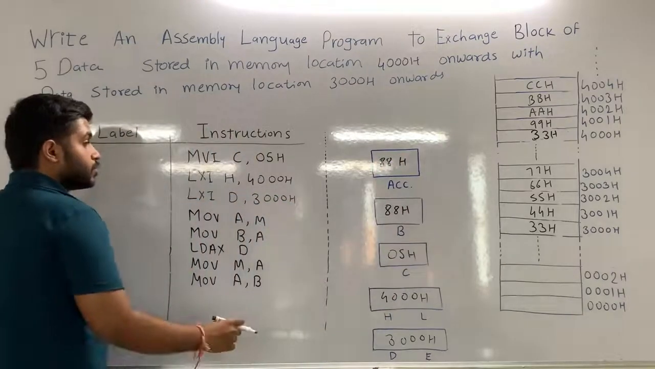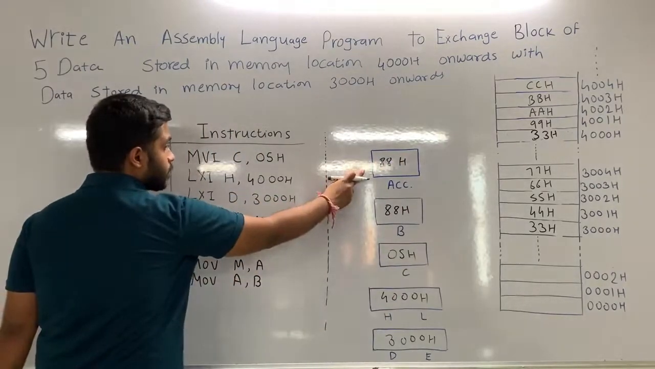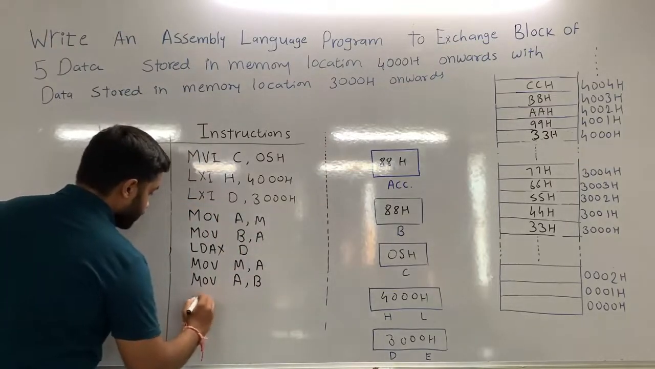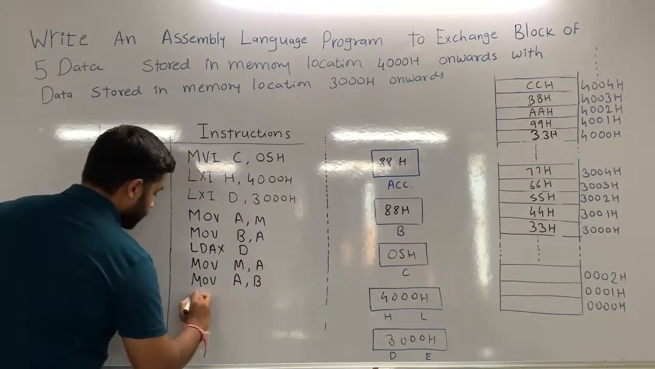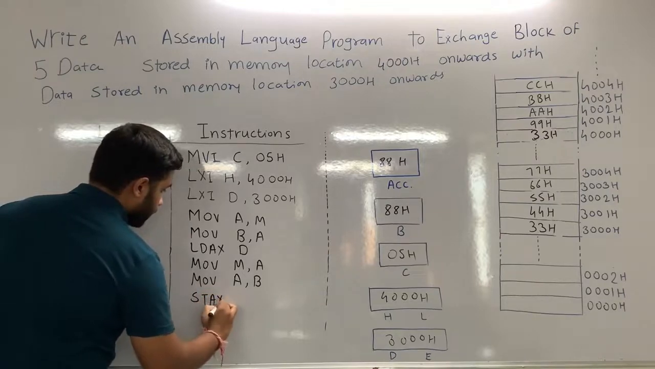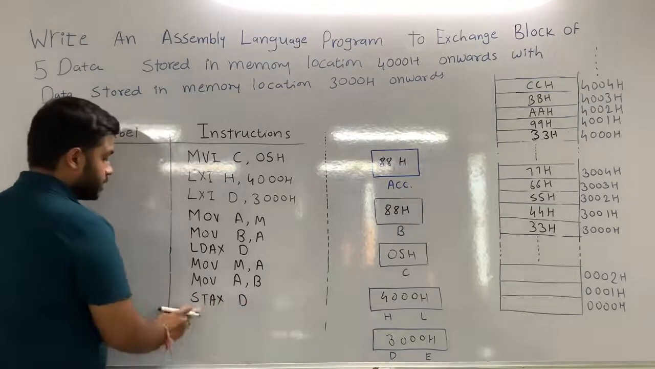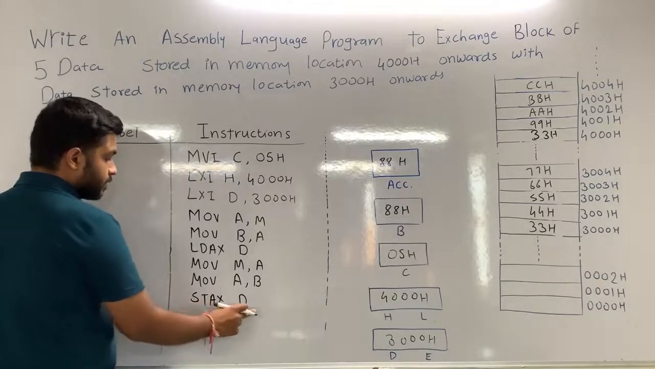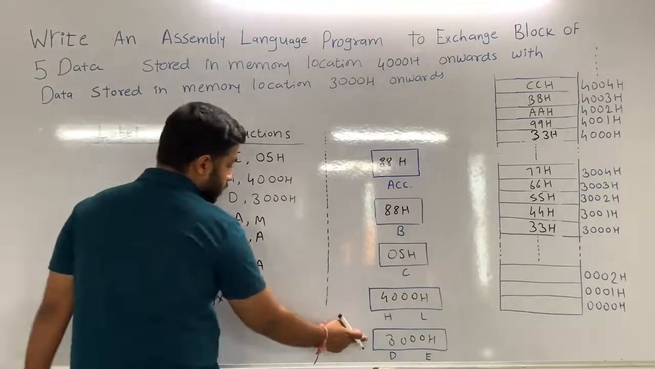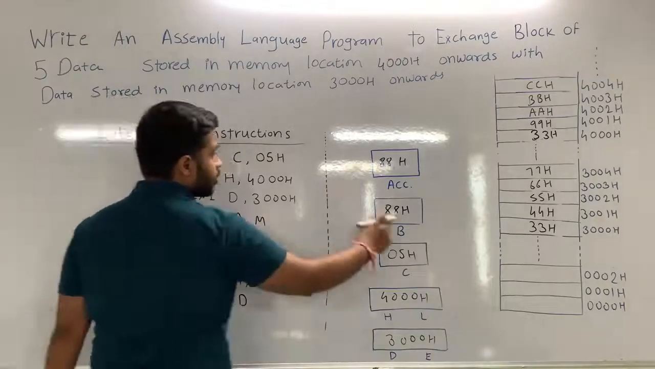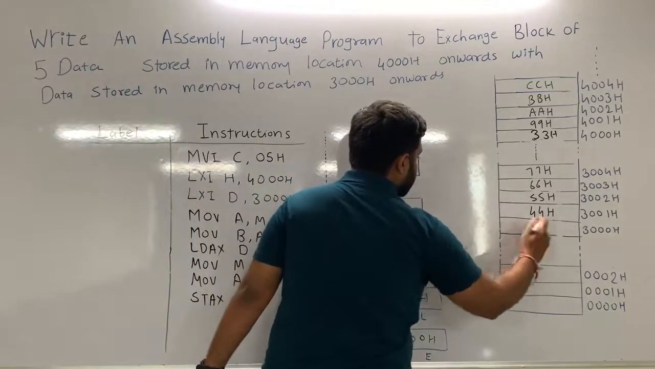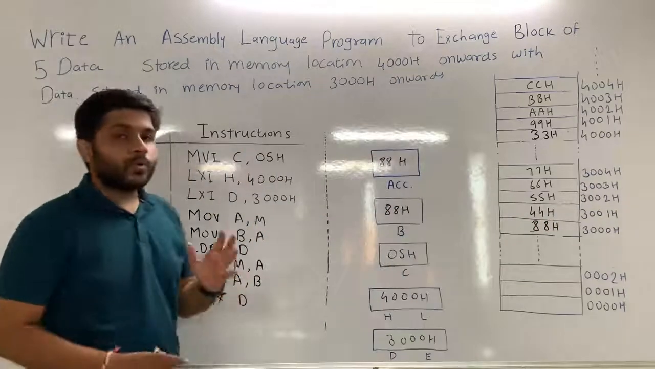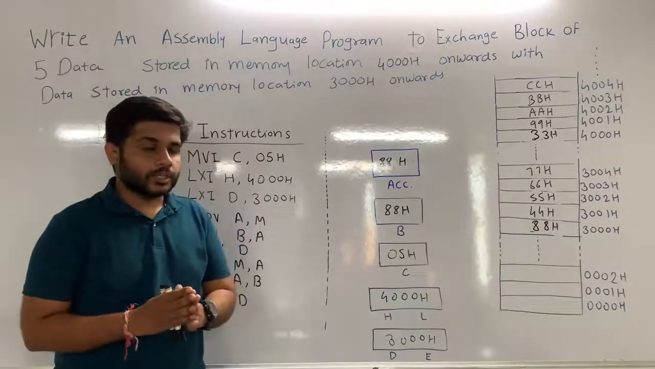After that, we will store this data to which memory location? 3000H. So we will use the instruction STAX D. STAX D means store data from the accumulator to the memory location specified in the DE pair. In the DE pair, 3000H is specified. So from the accumulator, the data will be transferred to memory location 3000H. Now, one data is successfully exchanged.